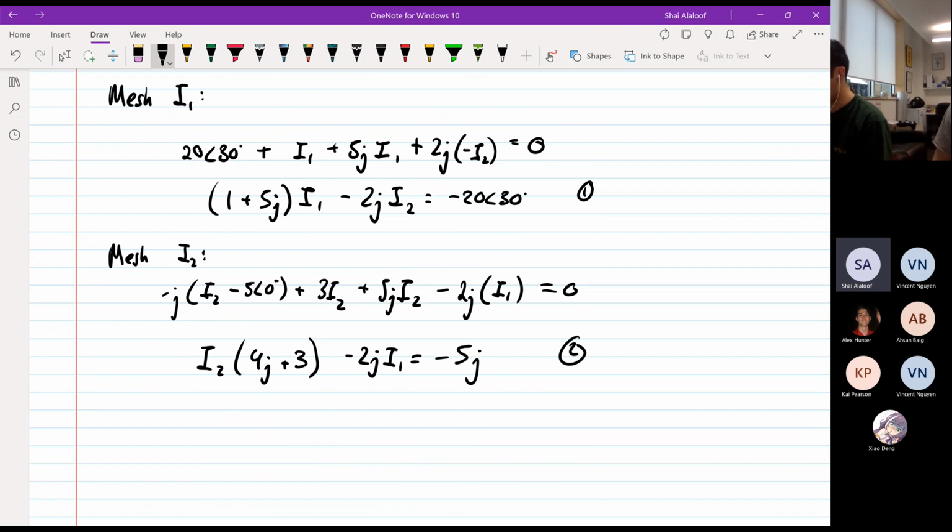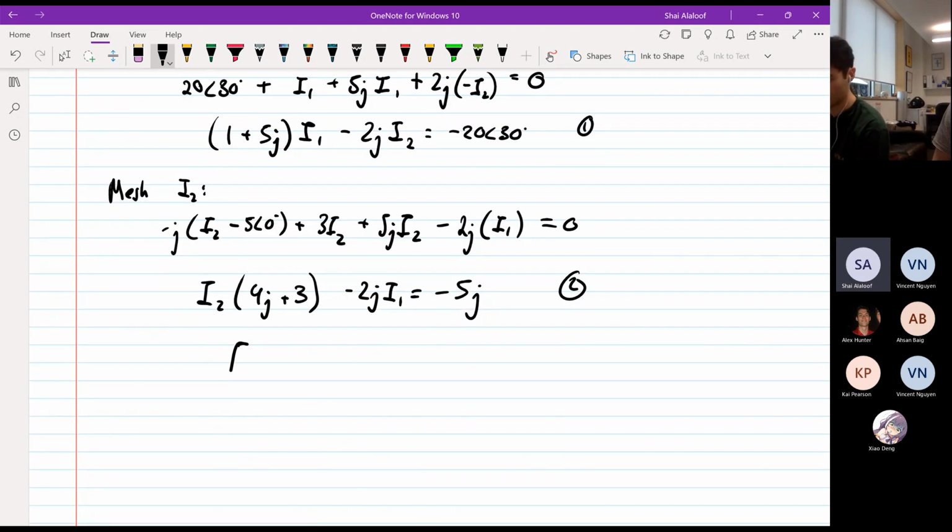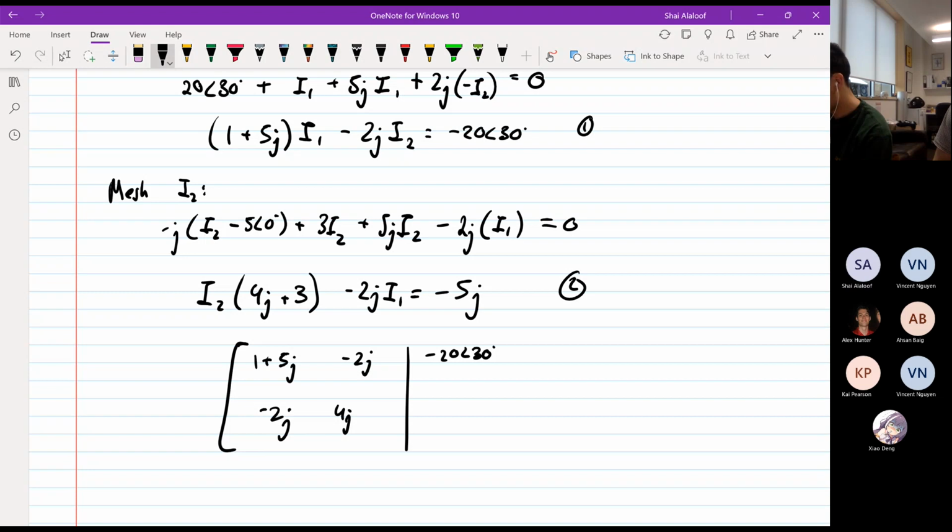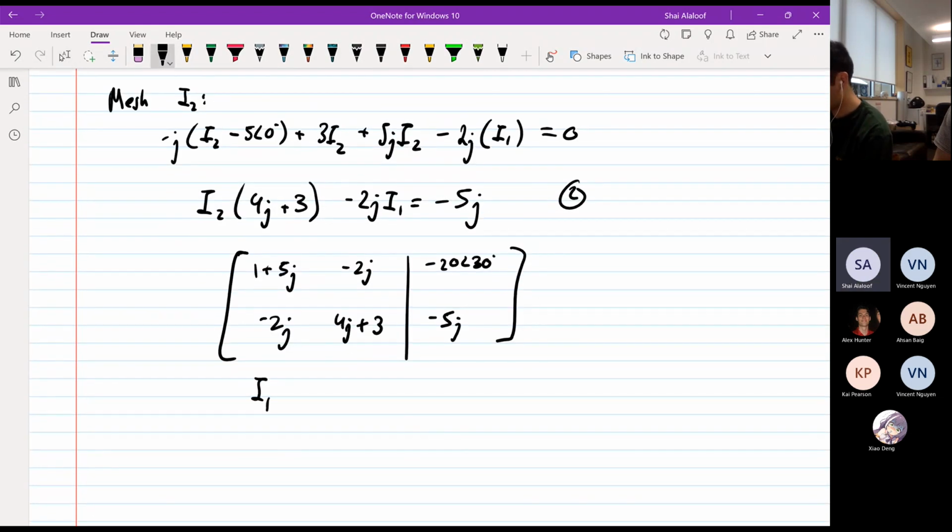So now I've got two equations. I like to write these as a matrix. So 1 plus 5J, minus 2J, minus 20 with a phase of 30 degrees, and then minus 2J, 4J plus 3 minus 5J. So I've got my I1 column here, my I2 column here, and then my solution vector over here.